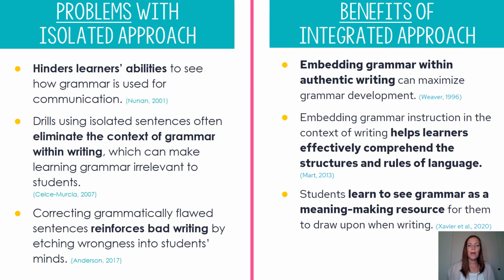Let me explain some of the problems with an isolated approach to teaching grammar. First of all, research has found that it hinders learners' abilities to see how grammar is used for communication, which remember is our whole goal for teaching grammar in the first place. Drills using isolated sentences often eliminate the context of grammar within writing, which can make learning grammar irrelevant to students. Correcting grammatically flawed sentences reinforces bad writing by etching wrongness into students' minds. And this one especially stands out to me because if you think about your grammar exercises, a lot of them are asking students to correct errors in their writing. But this can actually have a negative effect of reinforcing bad writing rather than showing how grammar is used to enhance writing.